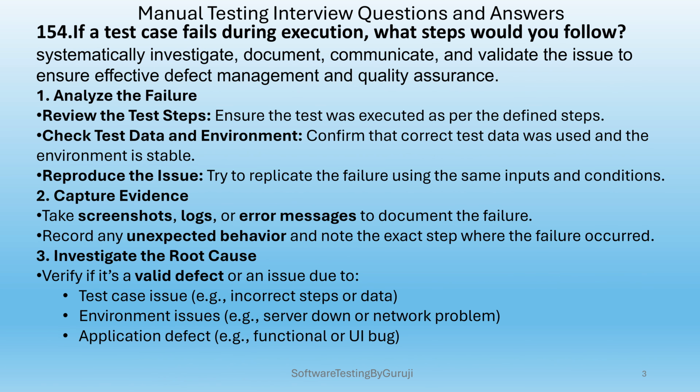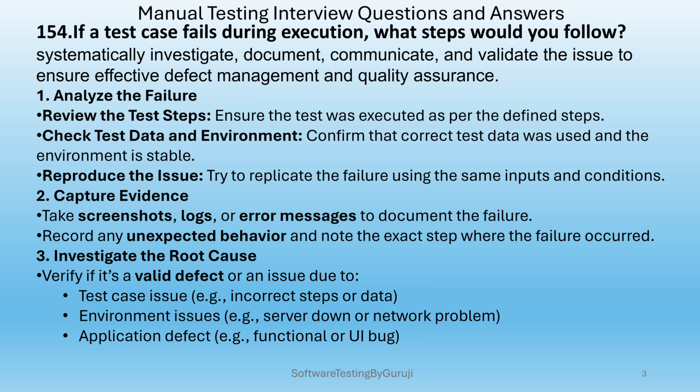Next question is, if a test case fails during execution, what steps would you follow? Systematically investigate, document, communicate, and validate the issue to ensure effective defect management and quality assurance. So first, analyze the failure. Review the test steps, ensure the test was executed as per the defined steps. Check test data and environment, confirm that correct test data was used and the environment is stable. Reproduce the issue, try to replicate the failure using the same input and conditions.